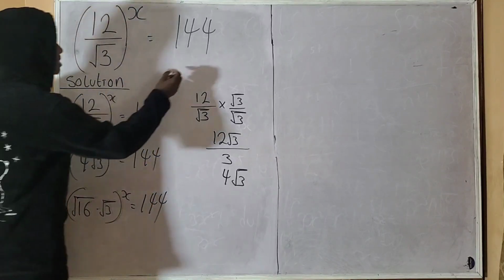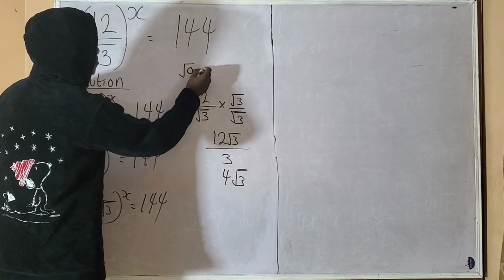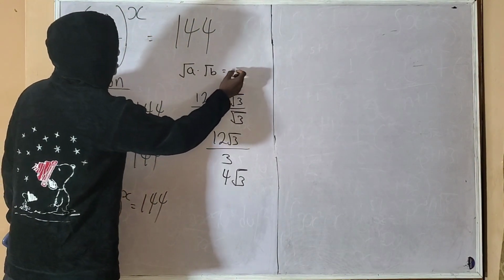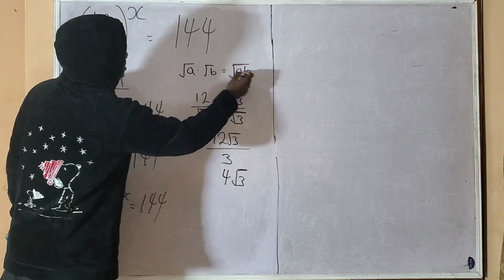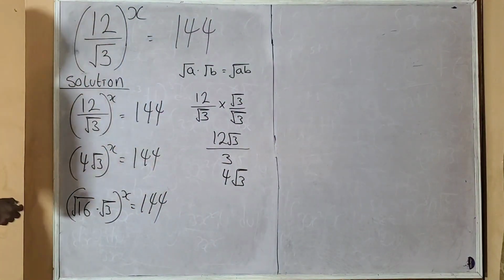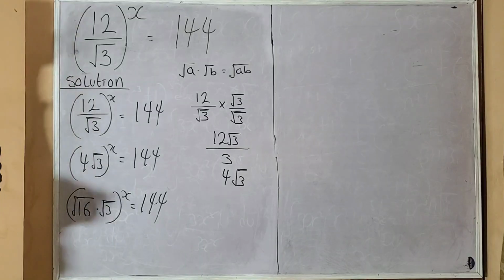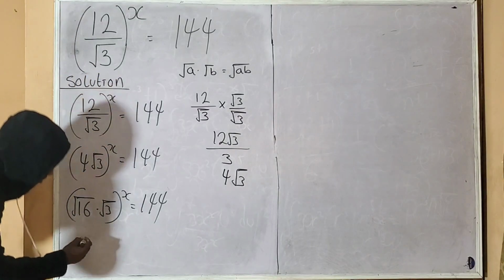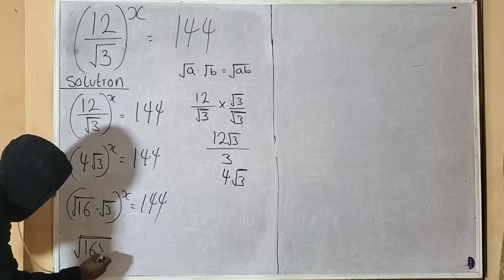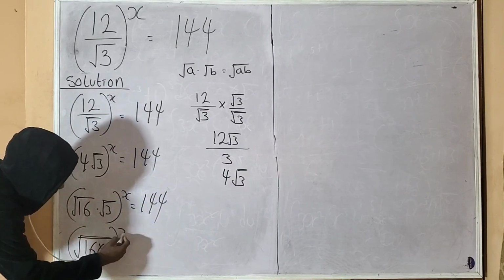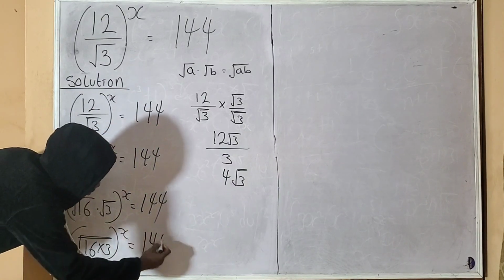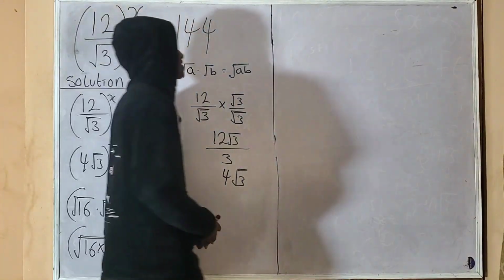Okay, do not forget that if you have the square root of a multiplied by the square root of b, this can be written as the square root of a times b. Is that not it? So that means that the square root of 16 times the square root of 3 can be written as the square root of 16 times 3. This will be raised to the power of x, and we're going to have it equal to 144, right?